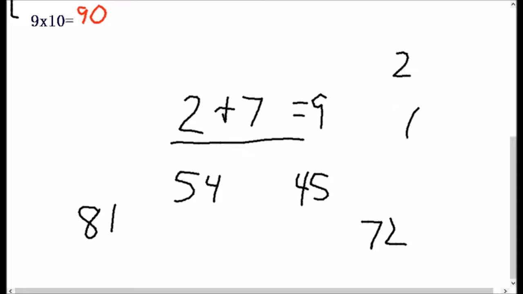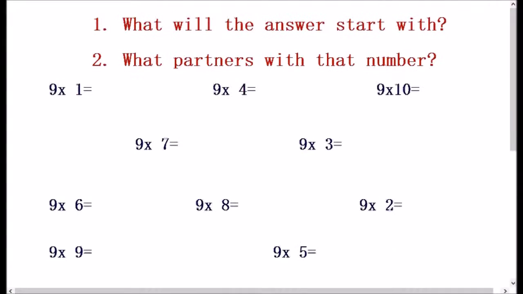What partners with the 6? 3. What partners with the 1? 8. Remember, because 1 plus 8 equals 9. Okay, also because we had 81 here a minute ago. That's basically how we do our 9s. These are the questions we ask. What will the answer start with, and what partners with that number? Those 2 questions, if you ask yourself that when you're multiplying a 9, that'll get you to the answer.